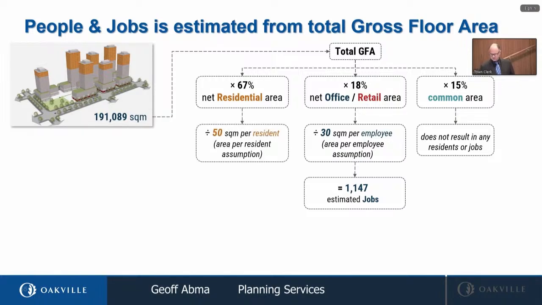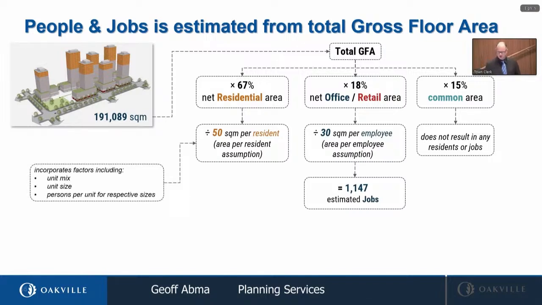Similar for the residential side of it, we're using an assumption of 50 square meters per resident. And this assumption incorporates a number of factors that we've been talking about in terms of the unit mix, how many large units, how many small units, what are the size of those units, and then how many people per unit are we seeing in those respective sizes.